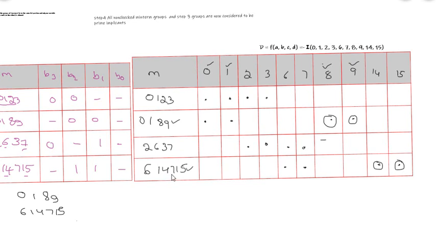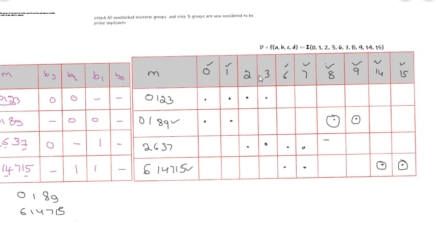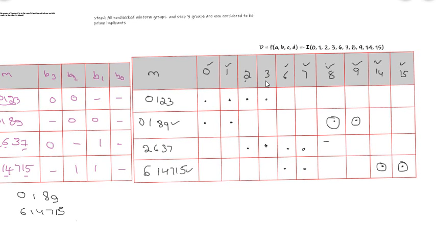Now take 6, 14, 7, 15. In this, 6 is present, 14 is present, 15 is present, 7 is present. Now the issue is that in this column the 2 portion is not finished, that is 2 and 3. So we have to take one more group which can cover 2 and 3. But the interesting thing here is that 2, 3 is present in both groups: 0, 1, 2, 3 also has 2, 3, and 2, 3, 6, 7 also has 2, 3.